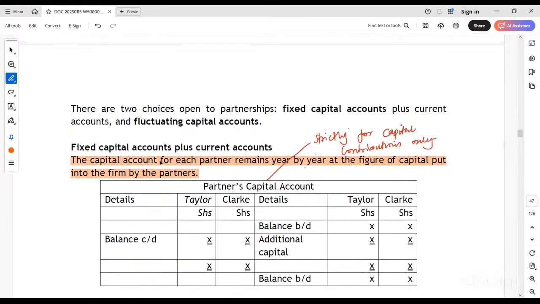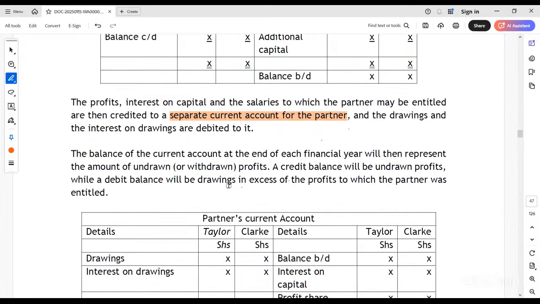Then the other approach is the fluctuating capital accounts. Now, in case the partners are using the fluctuating capital accounts, what does that mean? It means that they will be using one account, and it is in that account where they record each and everything. So that account will combine these two accounts; all the information will be entered into one account. That is if it's fluctuating. And it means that the balances will keep on changing year after year. That's why it's called fluctuating.